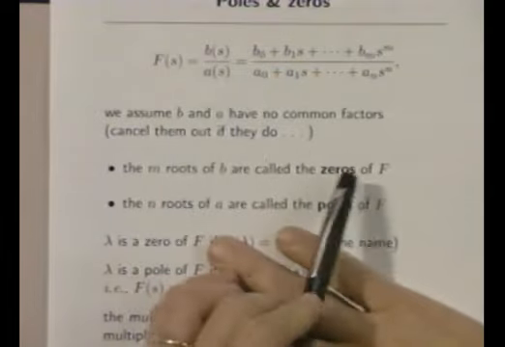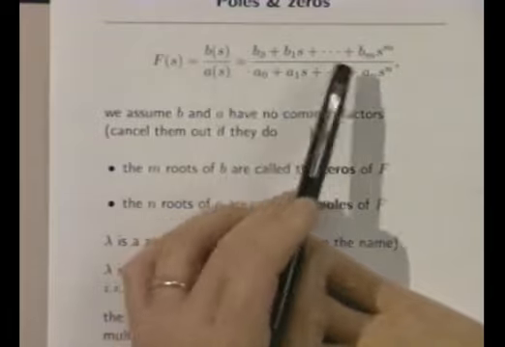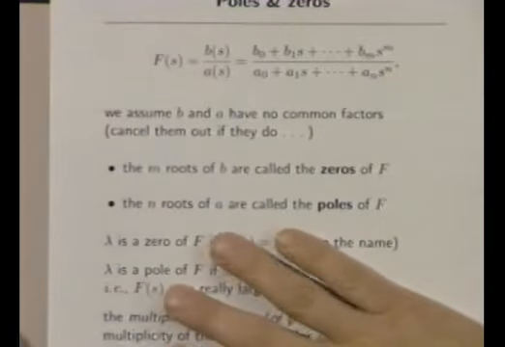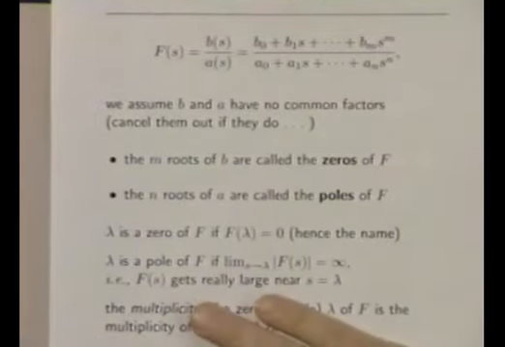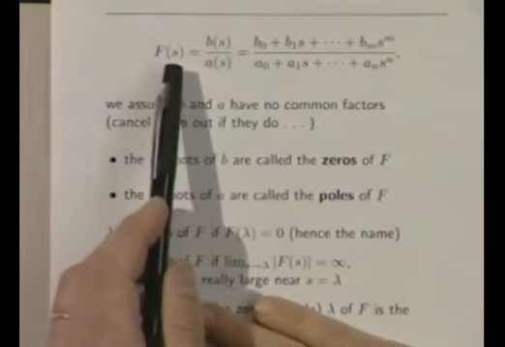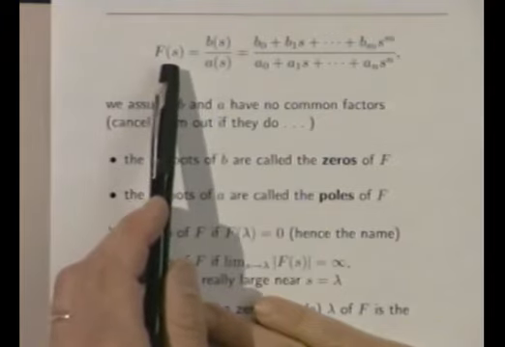So the roots of the numerator are called the zeros of the rational function f. Why? Because when you plug in these complex numbers, you get f of the zero is equal to 0. It's the zeros. Now, the roots of the denominator are called the poles of the function. Okay? And roughly speaking, these are the complex numbers for which f is equal to infinity.